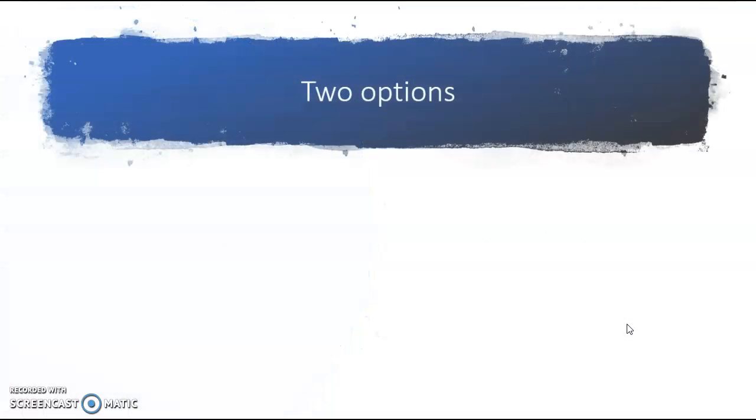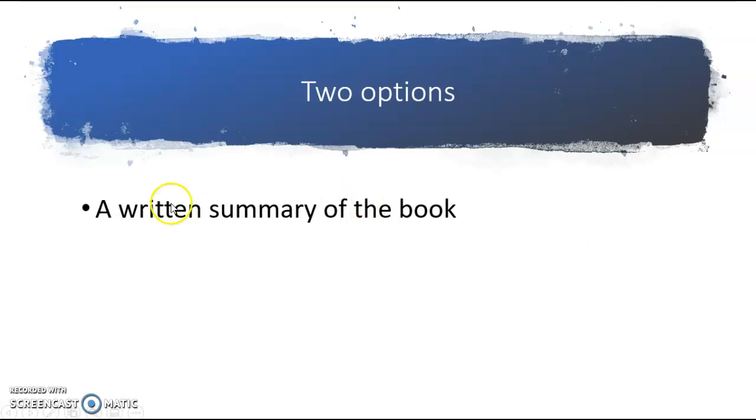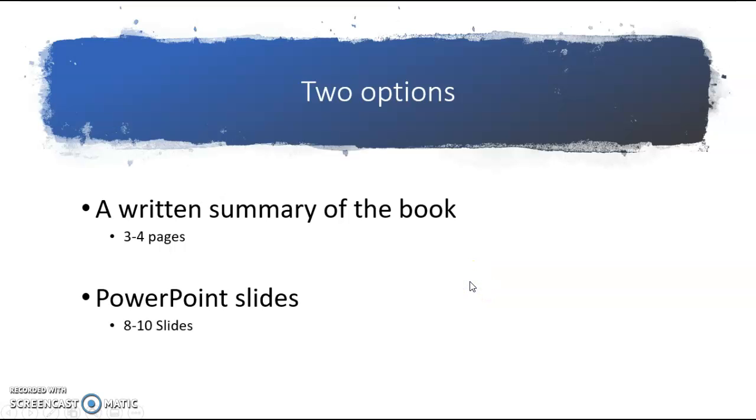Okay. For this project, you may select either of these two options. The first one being the more traditional, a written summary of the book, which I'm asking you to have about 3 to 4 pages, double-spaced, or you can be more creative and have PowerPoint slides. This one will require about 8 to 10 slides, including pictures. Either option you choose, I want to focus this presentation on what you will need to include and how to get started.